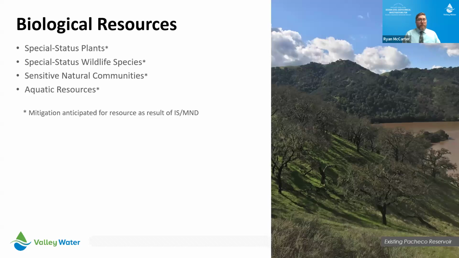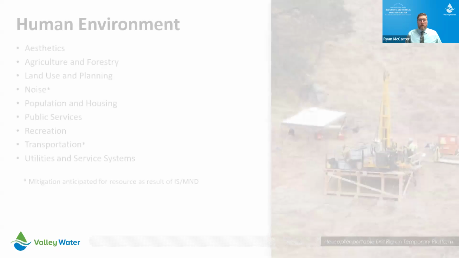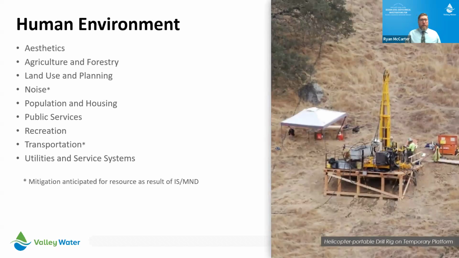The biological resources we'll be looking at: special status plants, special status wildlife species, sensitive natural communities, and aquatic resources. And also effects on the human environment, including aesthetics, agriculture and forestry, land use and planning, noise, population and housing, public services, recreation, transportation, as well as utilities and service systems.